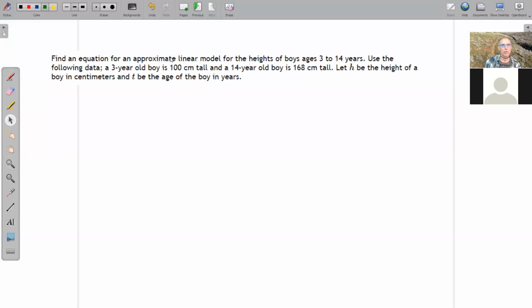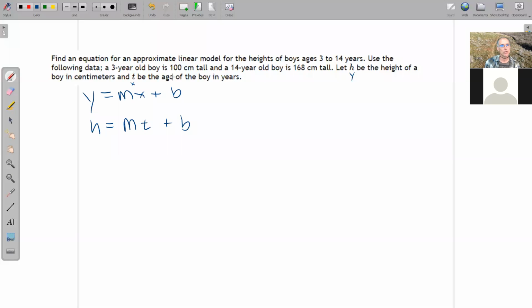All right, so again, we want to find a linear model. So I see linear model, I'm saying, okay, that's y equals mx plus b. But they're saying let the height be h. So instead of y, I'm going to use h. Instead of x, I'm going to use t. Okay, so I'm going to rewrite this as h equals mt plus b.